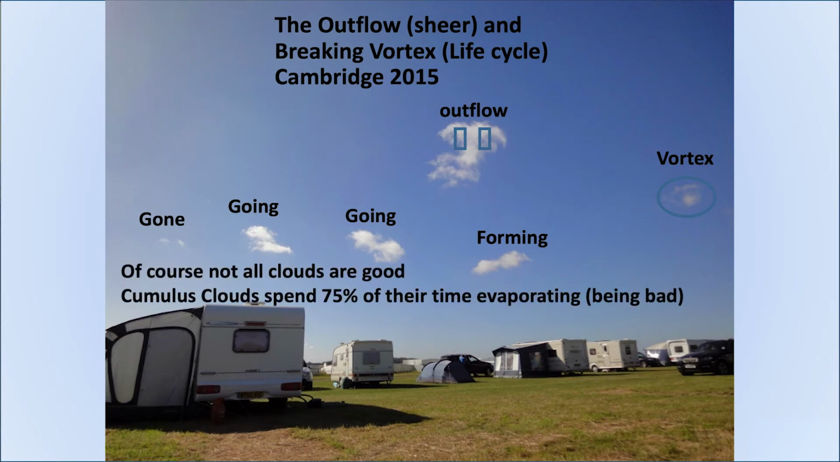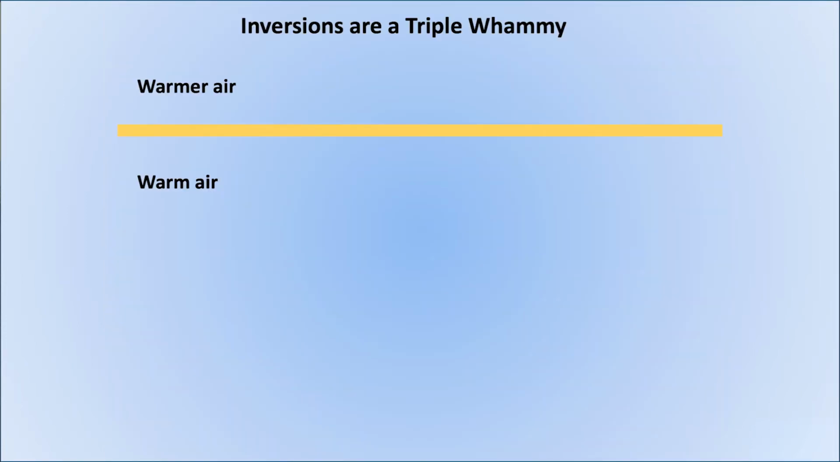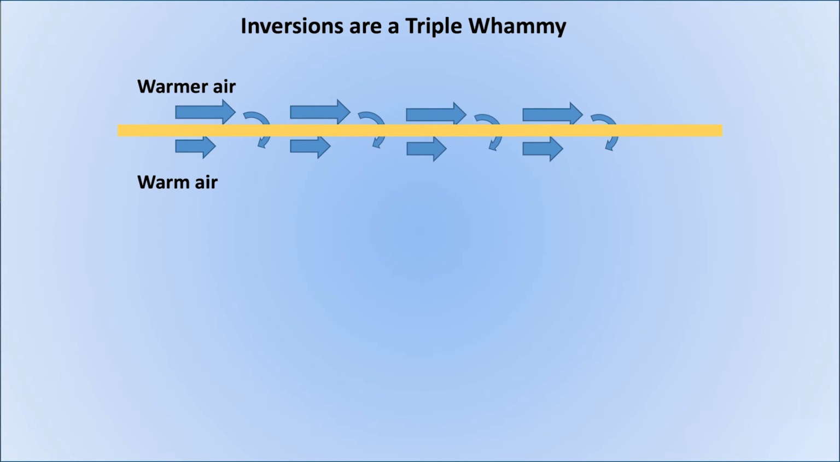Of course, not all clouds are good. Cumulus clouds spend 75% of their time evaporating, i.e. being bad, on average. Inversions, then, we usually consider as being bad, but they're not always. But they are a triple whammy. So here we have warm air with warmer air above. The inversion means that there is a change in wind speed and direction, which generates a very thin, interactive entrainment turbulent layer.